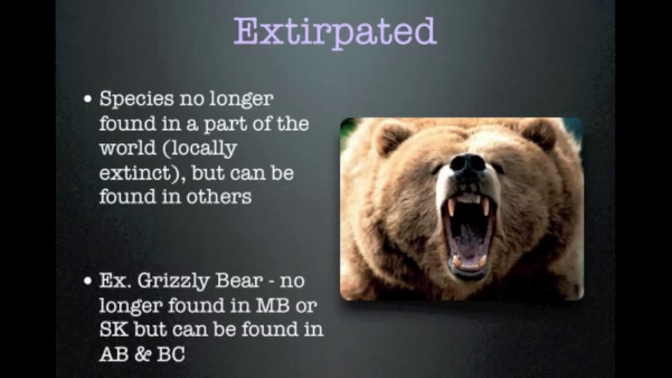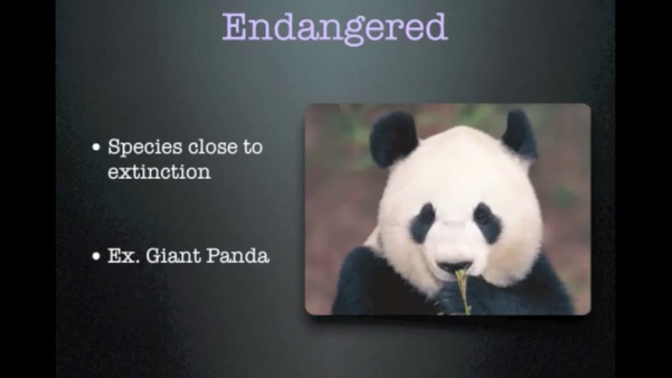Then you have extirpated species. These are species that are no longer found in a part of the world, so they're locally extinct, but they can be found in others. For example, the grizzly bear is no longer found in Manitoba or Saskatchewan, but it can be found in Alberta and BC. Endangered would be species that are close to extinction, like the giant panda.